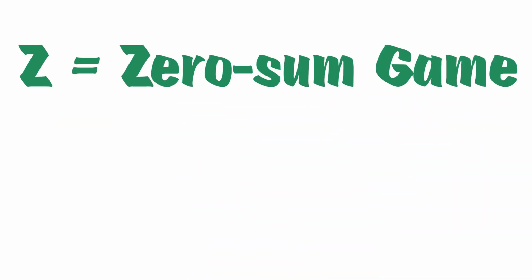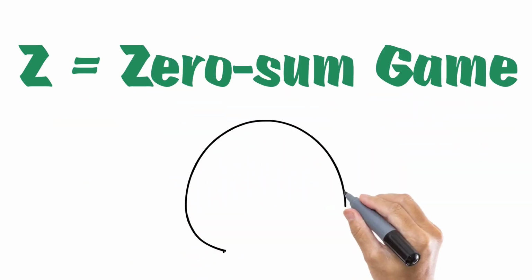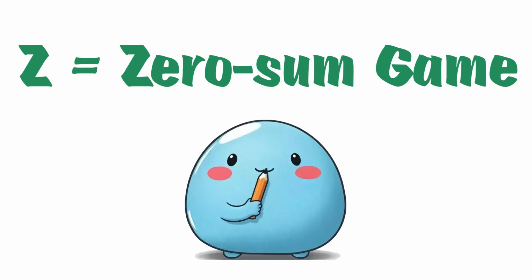Z is for zero-sum game. A zero-sum game is a situation where one person's gain is exactly equal to another person's loss. Imagine two players compete for a $10 prize. If one person wins all $10, the other player receives nothing. The total amount does not grow. It is only transferred from one person to another.